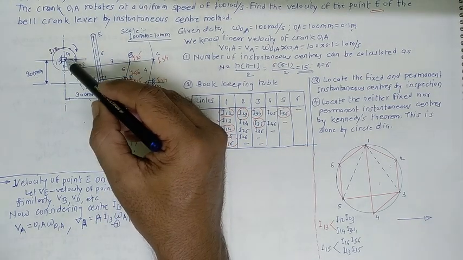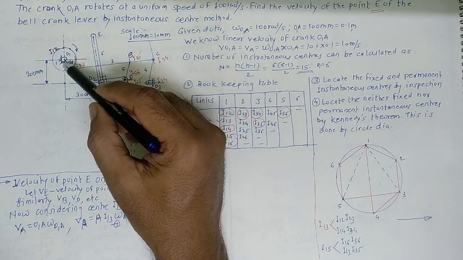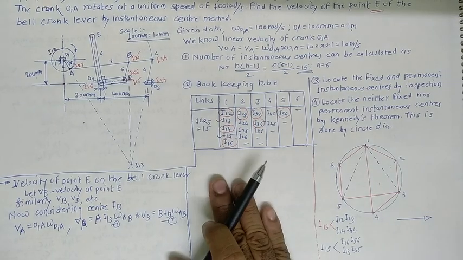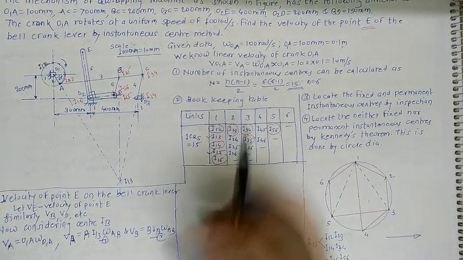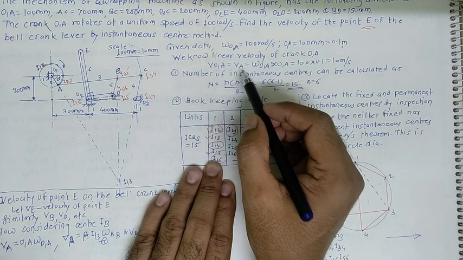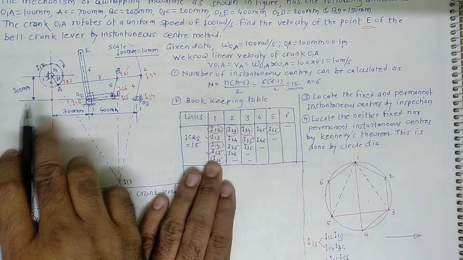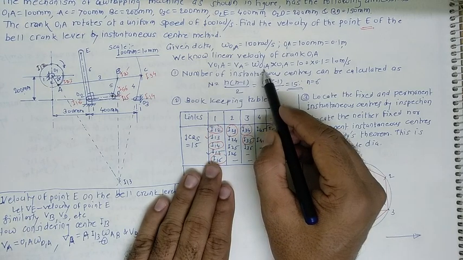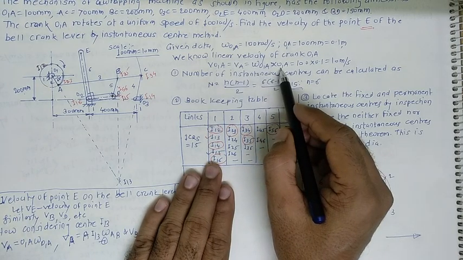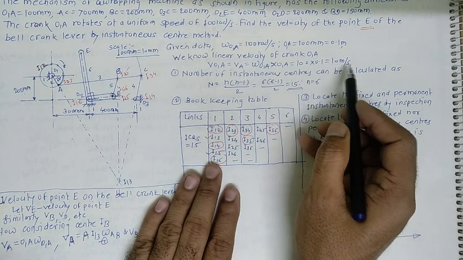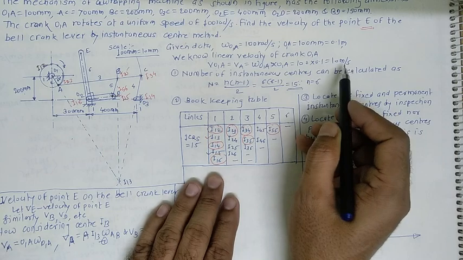Now if you just focus here on the link number, the first is nothing but the fixed one, and link number 2 is with us here. So we already have the relation for the linear velocity VA. What about that VA? VA equals the angular velocity of this link, omega O1A, multiplied by O1A. We already have that calculation, 10 meter per second.